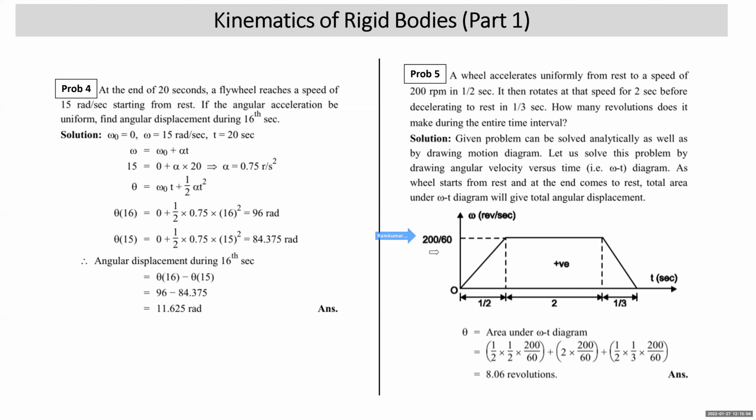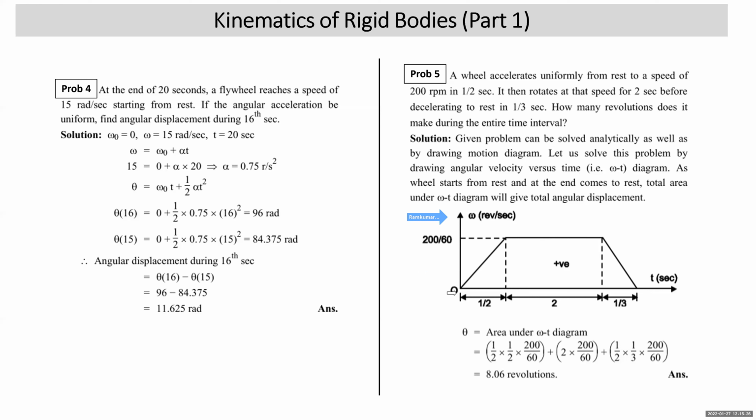You know why this conversion has been done? Because on x-axis we have time in seconds, so on y-axis, angular velocity should be in revolutions per second. Then for 2 seconds, angular velocity remains constant, so a constant ordinate has been shown. Next for 1/3 seconds, it decelerates at a constant rate, and comes to rest. That means omega T diagram should have linear variation with negative slope.